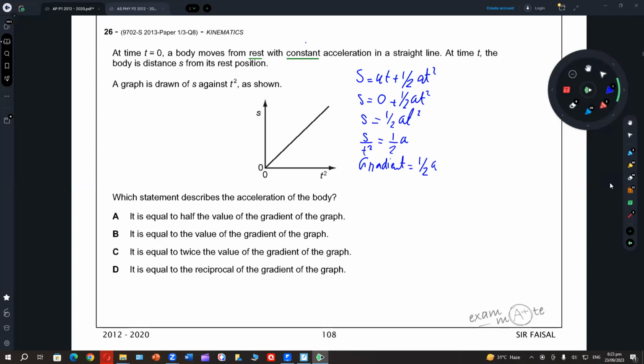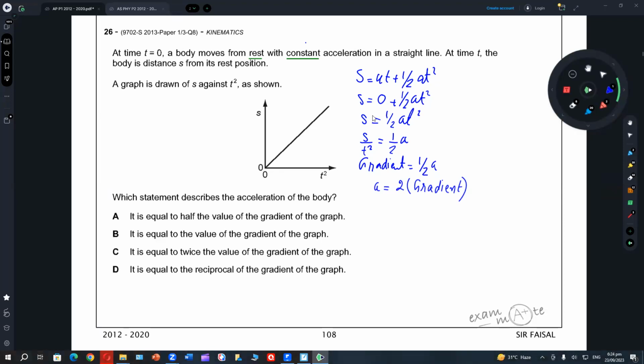Now look at every option. Is it right that if I go for acceleration, let me make acceleration the subject? Acceleration will be 2 times the gradient. So the first option is wrong. Acceleration is not half the value of the gradient, nor equal to the value of the gradient of the graph. But acceleration is 2 times the gradient.